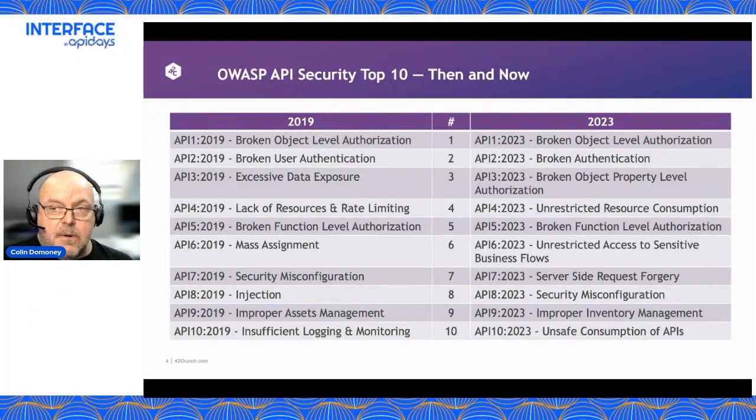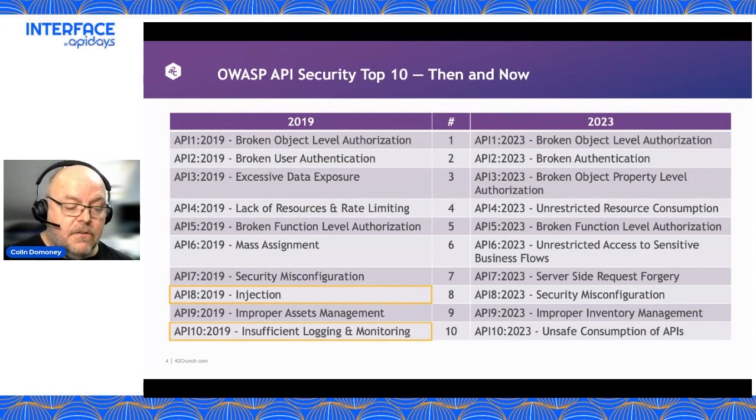We're staying on this slide for quite a while. This is the 2019 version and the 2023 version. And what I'm going to do is hopefully show you visually what those changes look like. If we look at the two items that have dropped off the 2019 version, we've lost API number 8 and API number 10. API 8 is injection vulnerabilities, and API 10 is insufficient logging and monitoring. We'll look at these two in a moment.